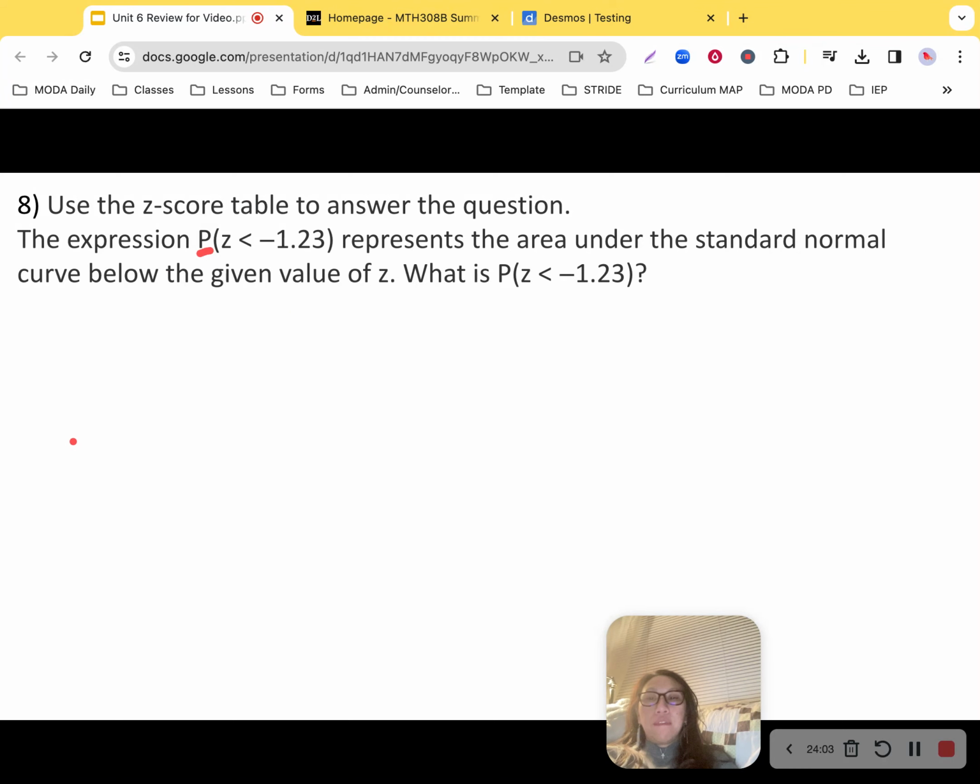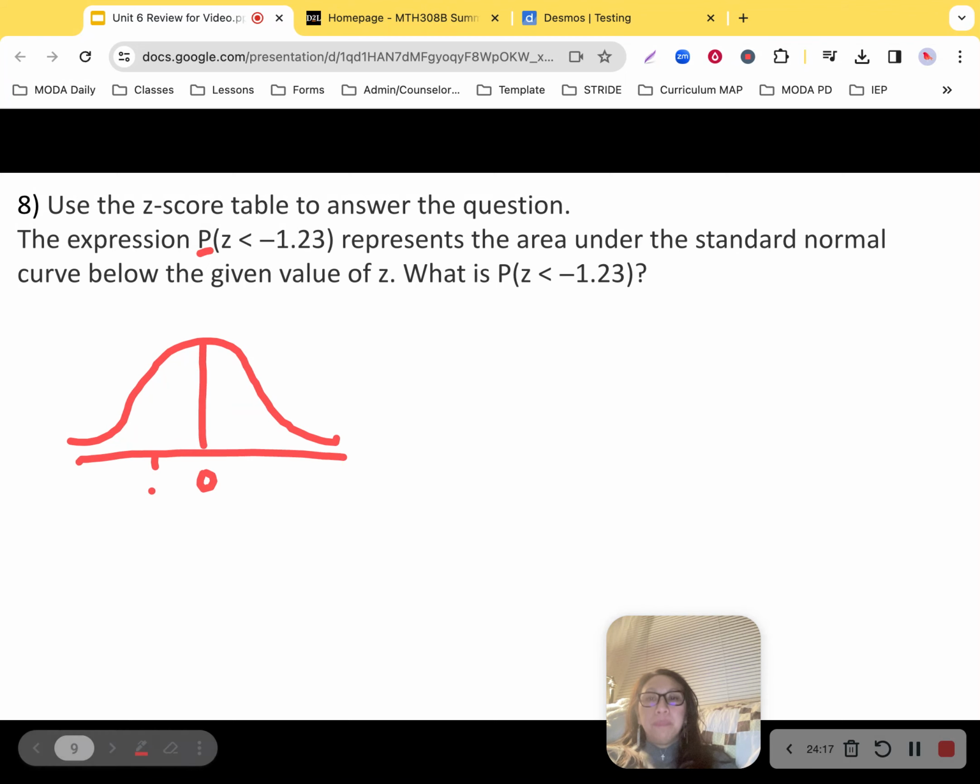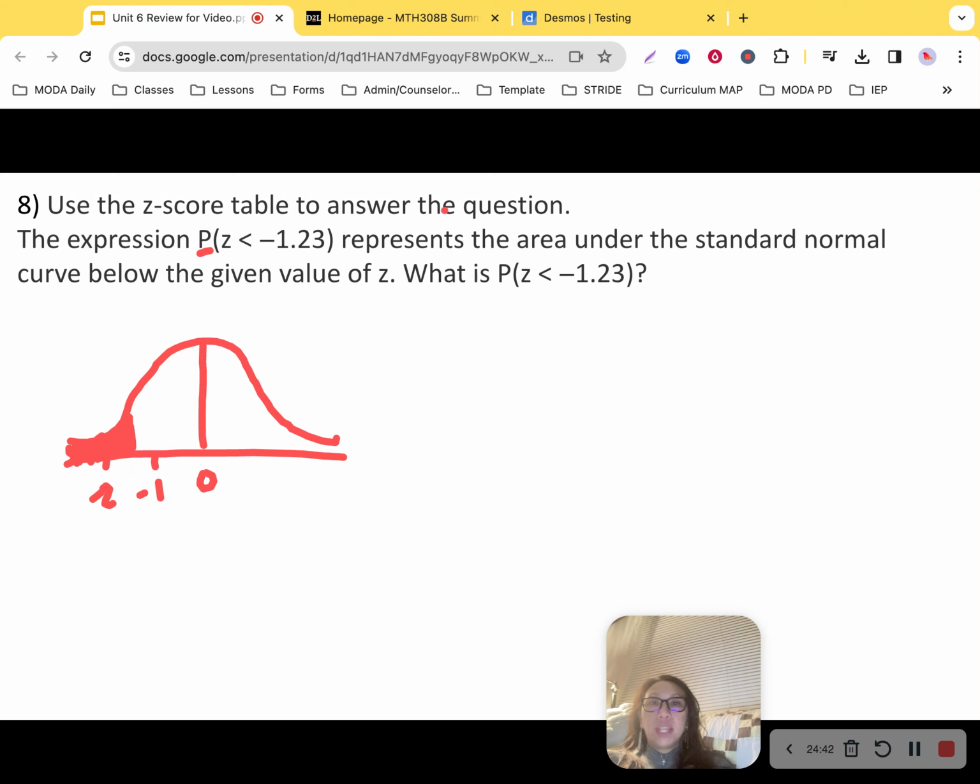Now remember, if this is your normal curve and this is your mean z-score of 0, negative means below the mean. If this is negative 1, one standard deviation below the mean, and this is negative 2, then negative 1.23 is somewhere in this area right here. And we are looking for the probability, the area represented under that normal curve. Using the z-score table, we can actually answer the question.